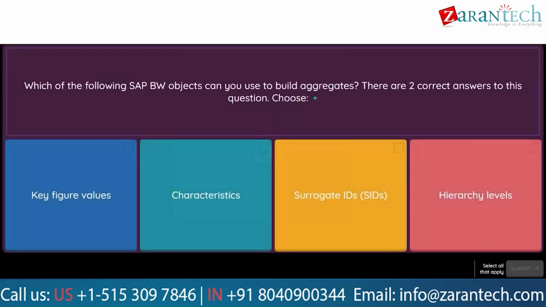Question: which of the following SAP BW objects can you use to build aggregates? There are 2 correct answers to this question. Choose. Option 1, key figure values. Option 2, characteristics. Option 3, surrogate IDs, SIDs. Option 4, hierarchy levels.